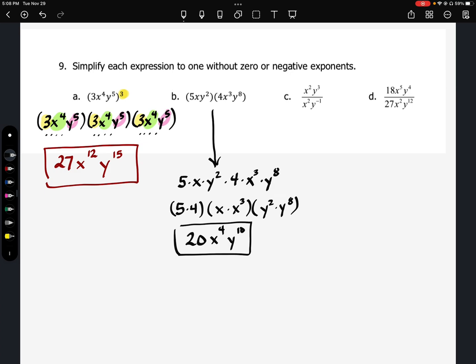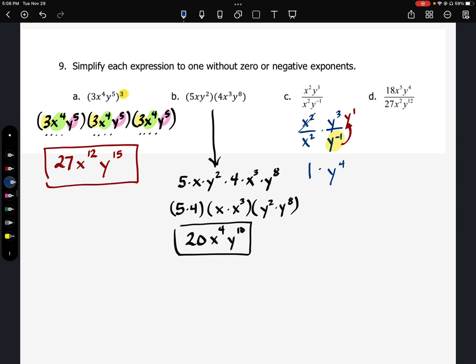Letter C, we have x squared y to the 3rd over x squared y to the negative 1st. Okay, this is one where we can think about each compatible part on its own. When I do x squared divided by x squared, we're actually going to end up with 1, right? Because when you divide something by itself, you get 1. And then we have to remember what to do with this negative exponent. We're going to take this y to the negative 1st, move it to the top, and it becomes a positive y to the 1st. So y to the 3rd times y to the 1st is going to give us a y to the 4th.